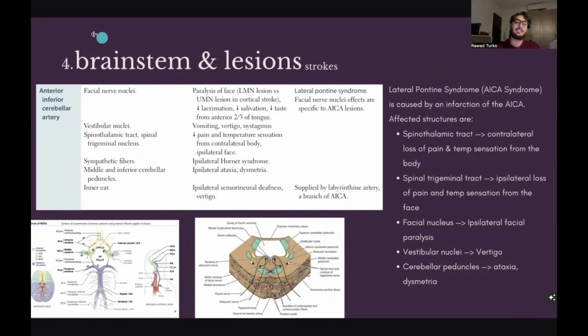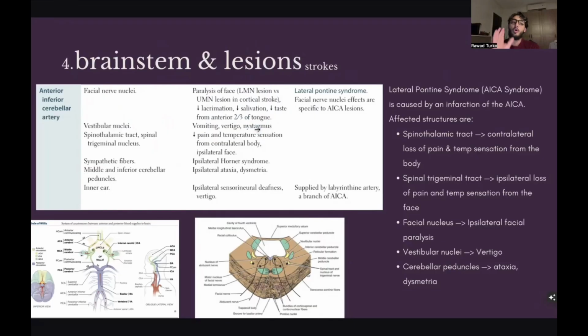The main difference is the facial nerve nuclei. So because you have involvement of the facial nerve, you're going to have paralysis of the face. So this is Bell's palsy. You would have complete Bell's palsy. This is a lower motor neuron lesion versus what you would see in a more cortical stroke, like an upper motor neuron lesion. And because the facial nerve also supplies salivation and lacrimation, you'd also see decreased lacrimation, decreased salivation, and decreased taste from the anterior two-thirds of the tongue.